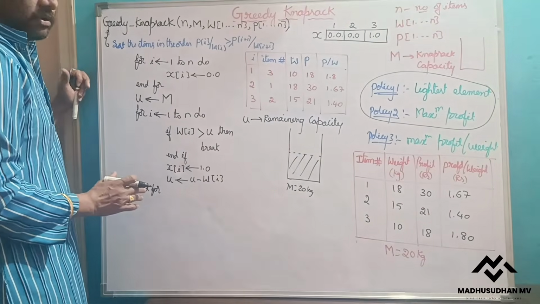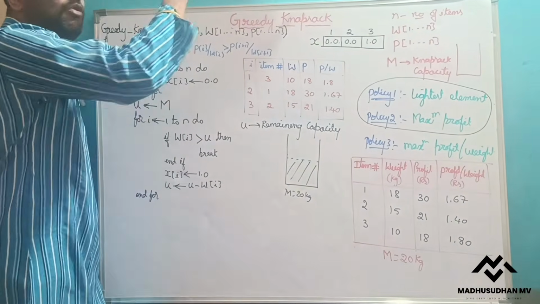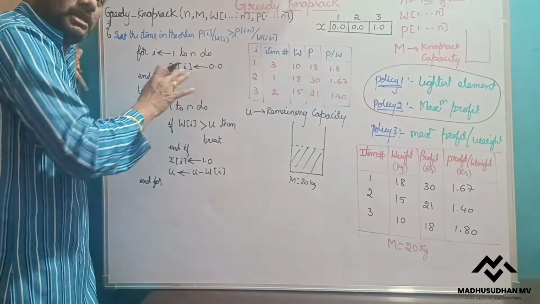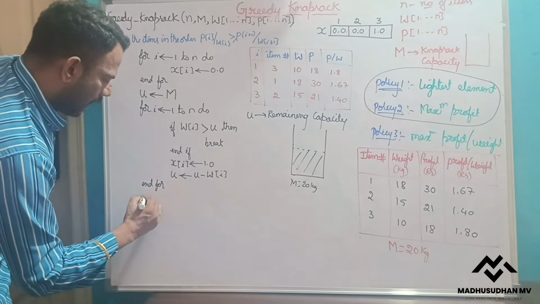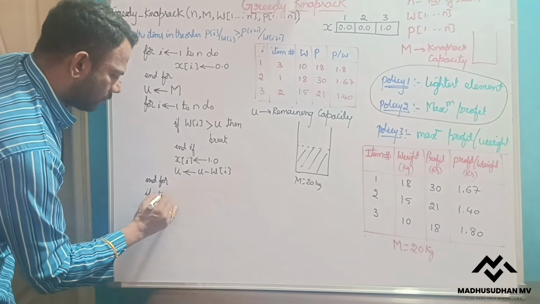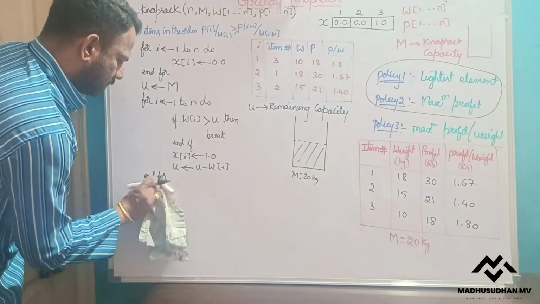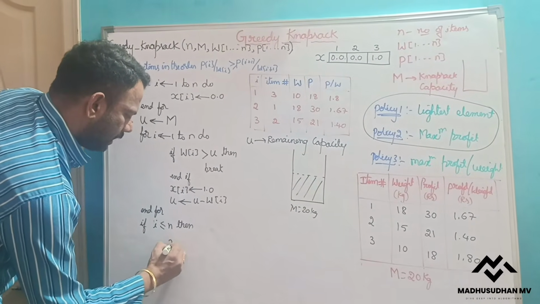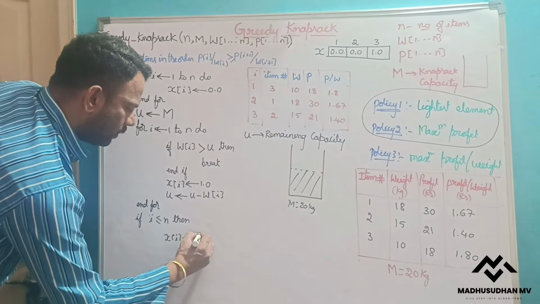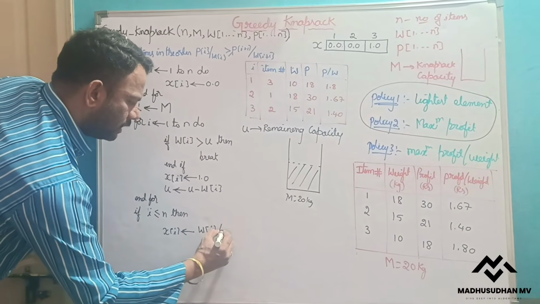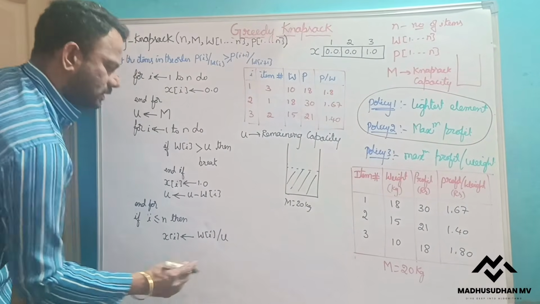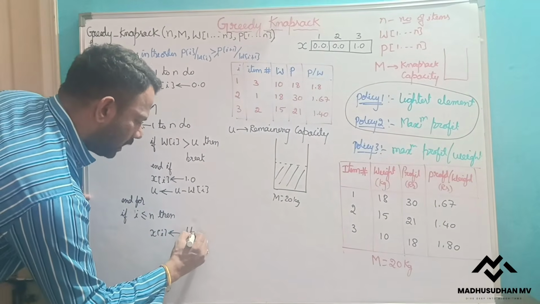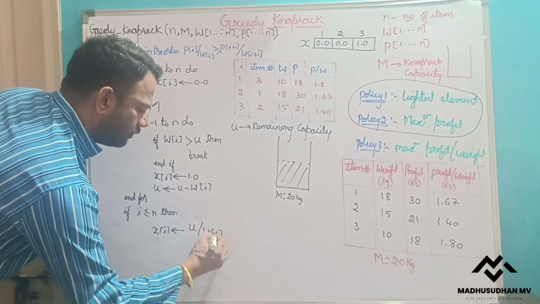Now once I come out, for example, suppose the weight of the object is more and the remaining capacity is less. Then I cannot take the complete item, but I can take whatever remaining I can take, right? So now I come out, and if some items are still there, that is I is less than or equal to n, then simply take x of I equal to the remaining capacity out of the weight of that object.